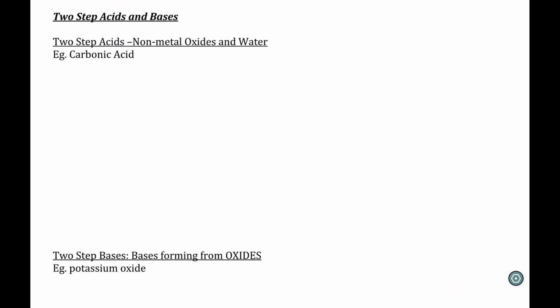The next two things we're going to look at are two-step acids and bases. At this level, it's not critical to know this at a deep level, but it's a nice to know thing. And I get a lot of questions about them, so it's nice to address them at this point. So the first one I'm going to look at is a two-step acid, which usually comes from a non-metal oxide and water, or water plus oxygen.